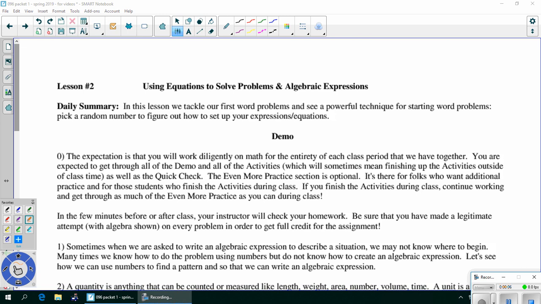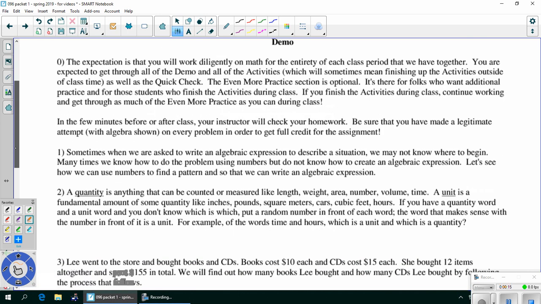Lesson number 2, daily summary. In this lesson, we tackle our first word problems and see a powerful technique for starting word problems. Pick a random number to figure out how to set up your expressions/equations.